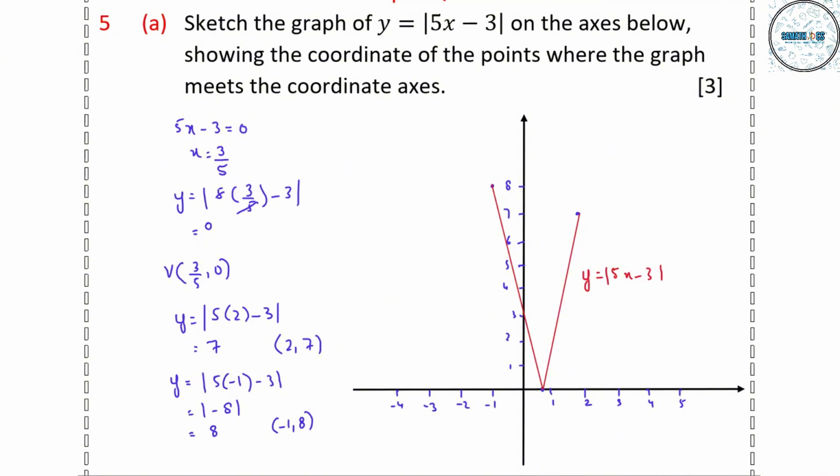As we have to show the coordinates of the points where the graph meets the coordinate axis, one of the points is here, which is 3/5, 0. Another point is here, which is 0, 3. We can find this y-intercept by substituting the value of x as 0 in the equation. So we have here absolute of minus 3, which is 3.